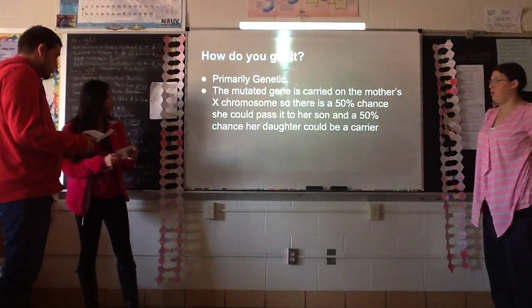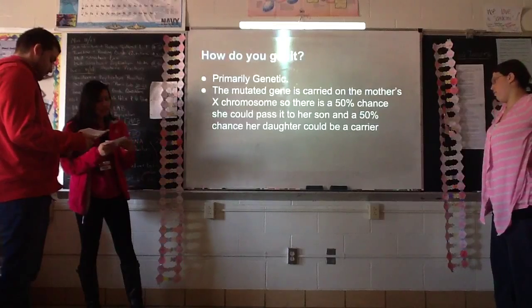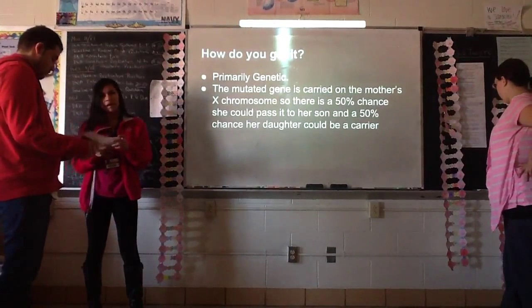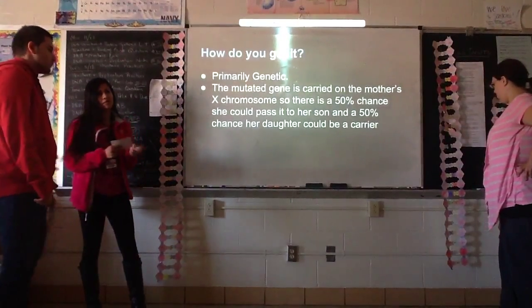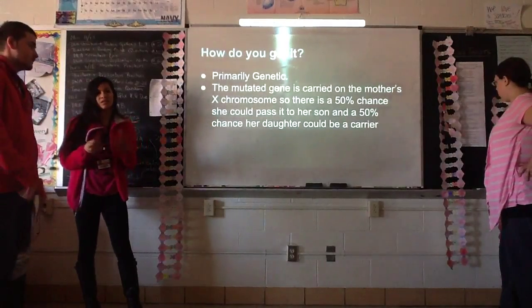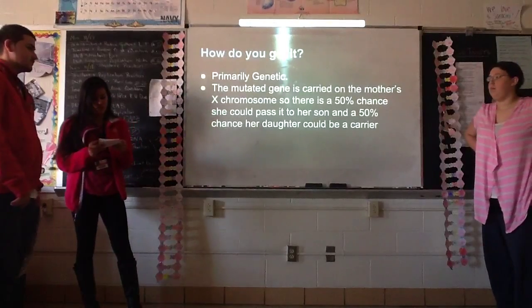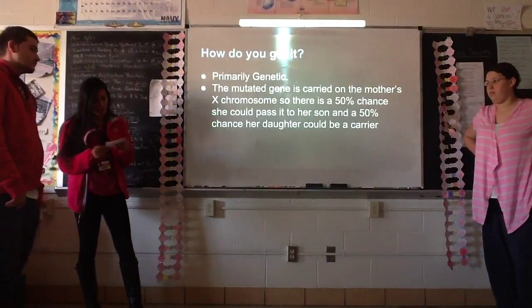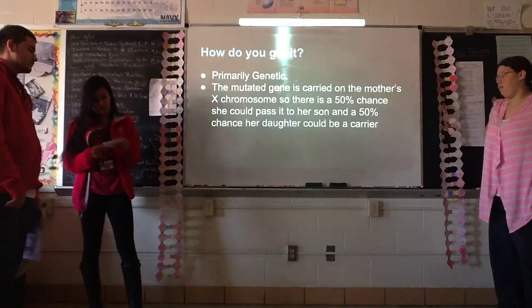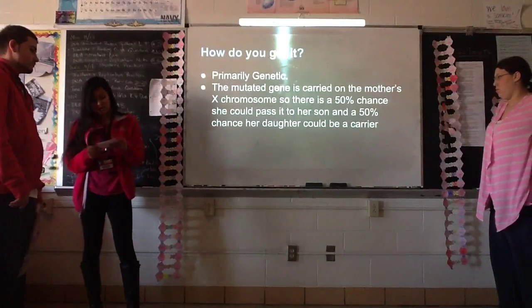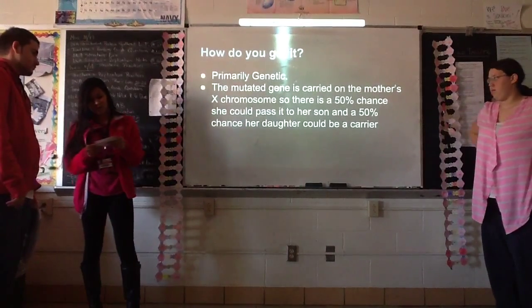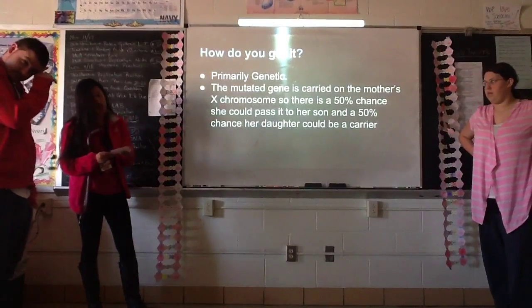How do you get it? Like we've talked about, guys have one X chromosome and girls have two X chromosomes. So it's a mutated gene passed on. If a mother has the disease and has a daughter or son, there's a 50% chance that she could pass it on to her son and a 50% chance that her daughter could be a carrier.